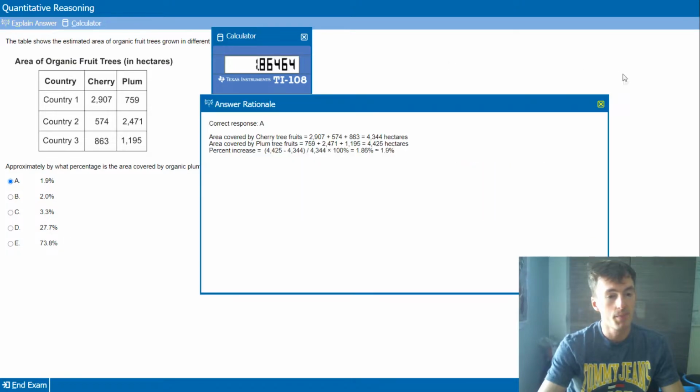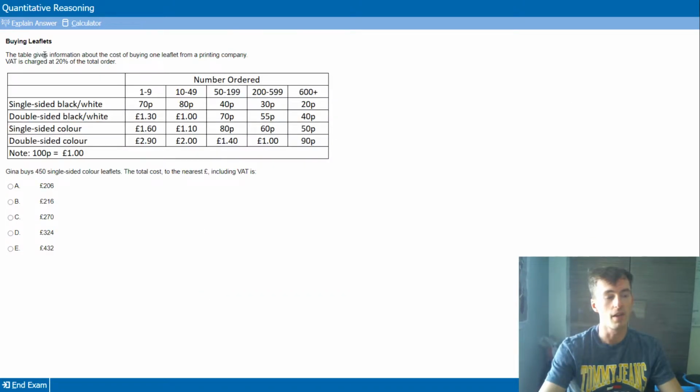Let's see the answer. There we go, that's correct. Okay, so this is going to be the last percentage question. Right here we have a question about buying leaflets, and it's giving you information about the cost of buying one leaflet from a printing company, and they're telling you that VAT is charged at 20% of the total order.